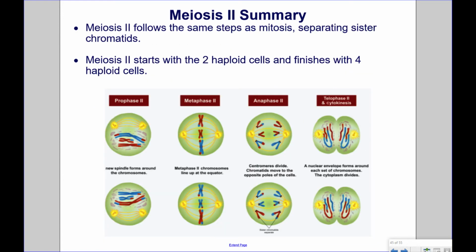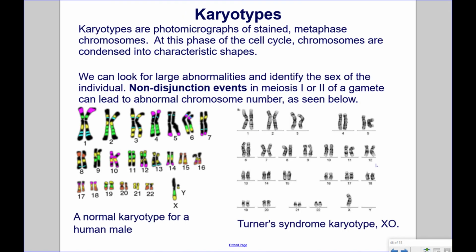Meiosis II Summary. Meiosis II follows the same steps as mitosis, separating sister chromatids. Meiosis II starts with the 2 haploid cells and finishes with 4 haploid cells.